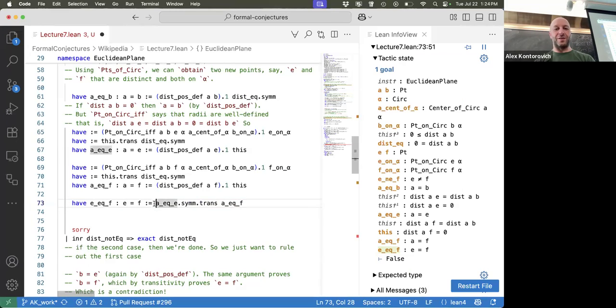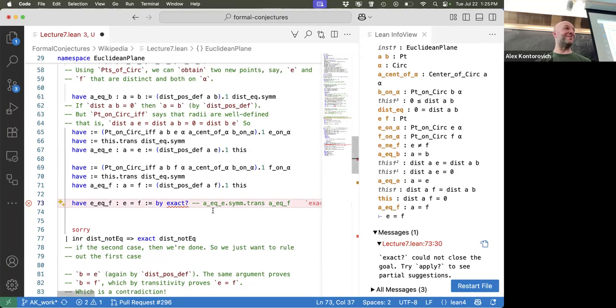So here's a question. Will the library search find it? So I'll say by exact question mark. And it couldn't find it. Sorry. Because it's 2 steps. Oh, maybe one step. It should be able to do 1 step.